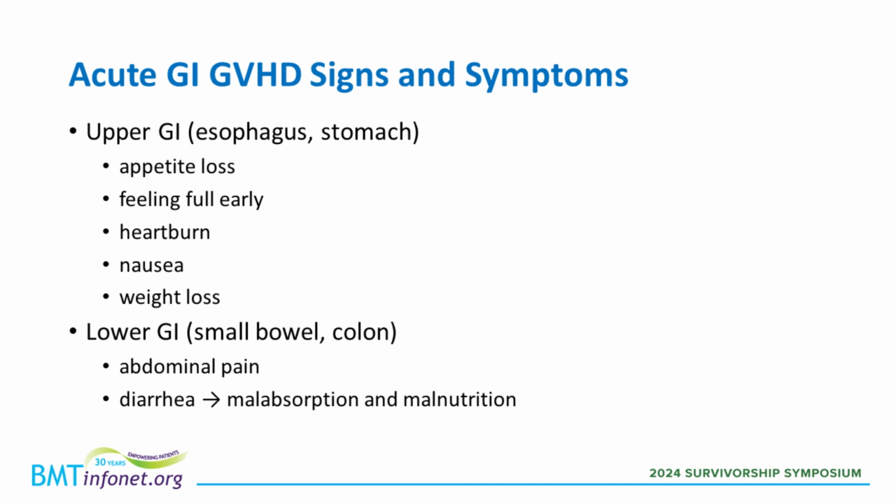if you're having heartburn, feeling nauseous or vomiting, or perhaps if you're losing weight, because any of these symptoms could be signs of GI GVHD. We also ask about abdominal pain and any signs of diarrhea.